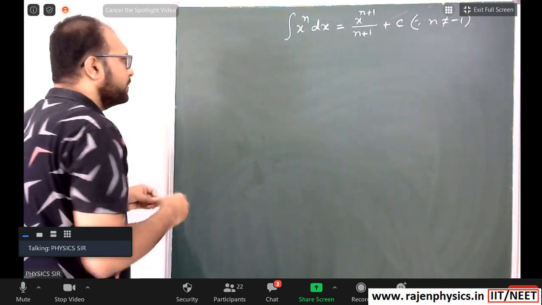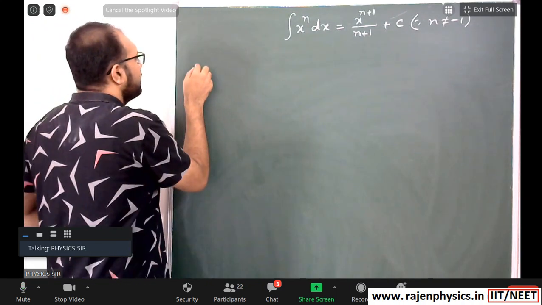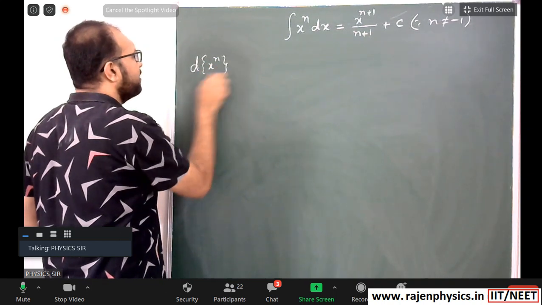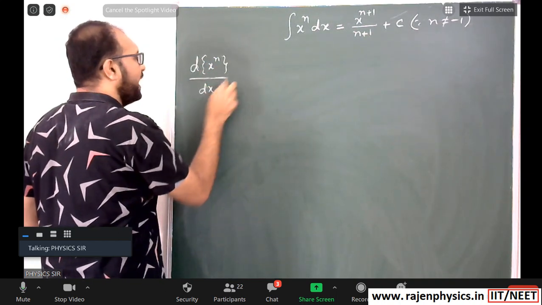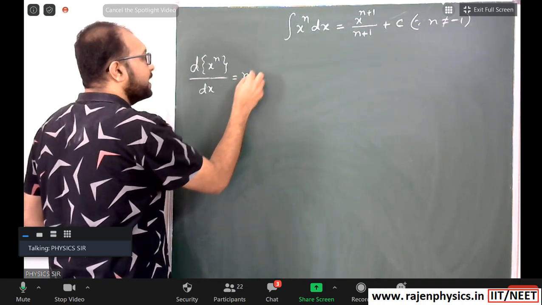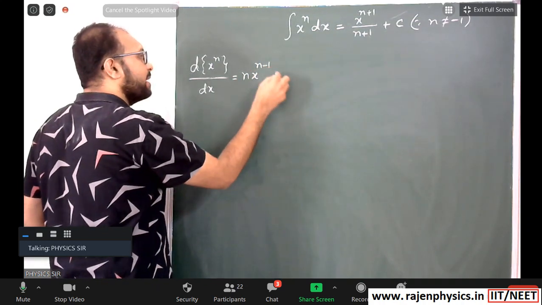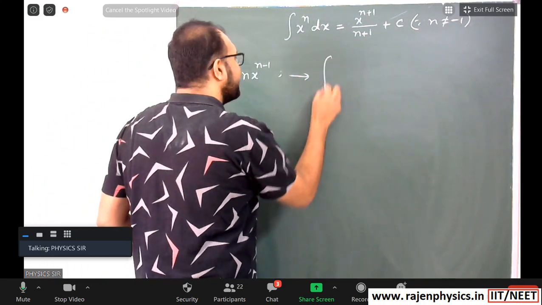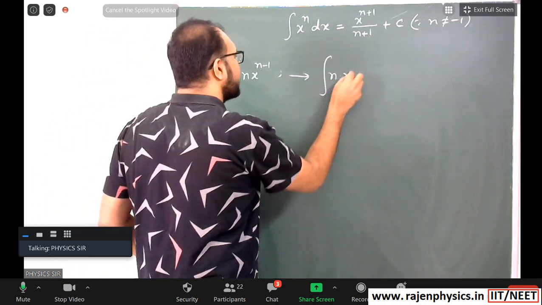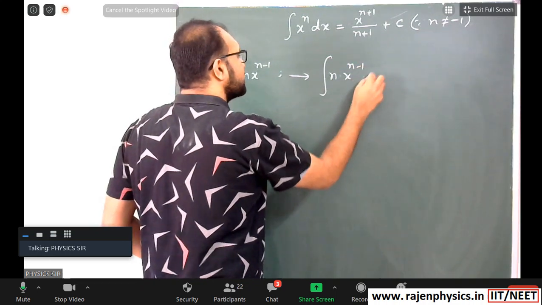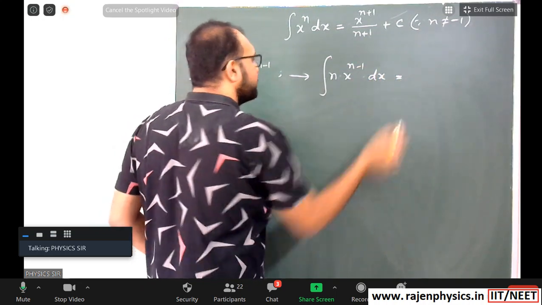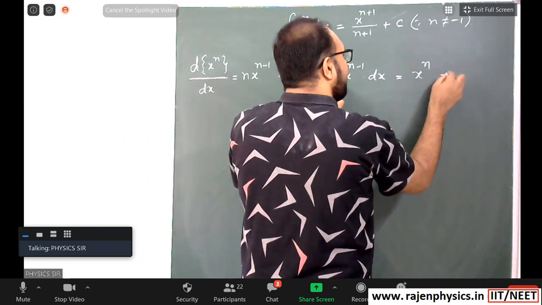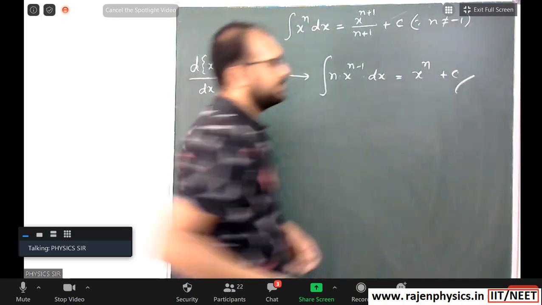So now, conclusion. The derivative of x to the power of n with respect to x is n into x to the power of n minus 1. The opposite: the integral of n into x to the power of n minus 1 dx equals x to the power of n plus some constant. Just the opposite.